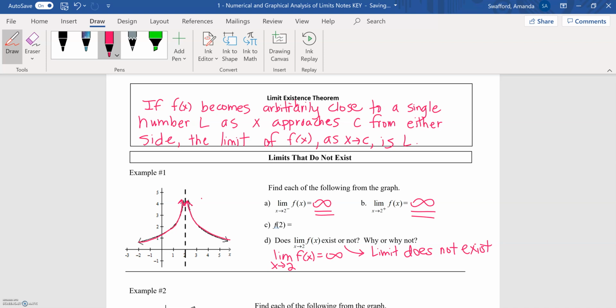Okay, so I don't want this to be confusing, and it can be at times. It's not wrong to say the limit is infinity, but the limit technically doesn't exist. It's approaching infinity, but since infinity is not a number, technically.